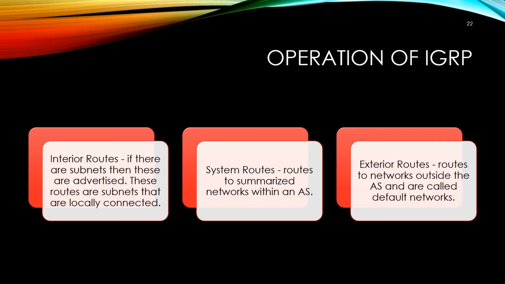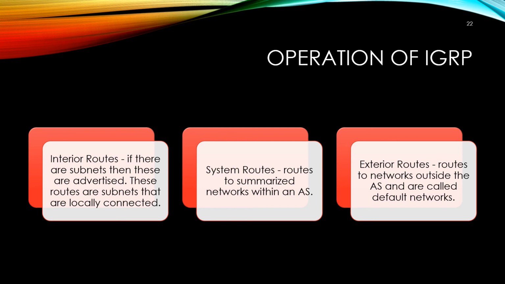Operation of IGRP: it will only send routing updates to routers that are within the same autonomous system. There are 3 types of routes: interior routes, system routes, and exterior routes. Interior routes are subnets that are locally connected. System routes are summarized networks within an AS, and exterior routes are networks outside of the AS and are called default networks.